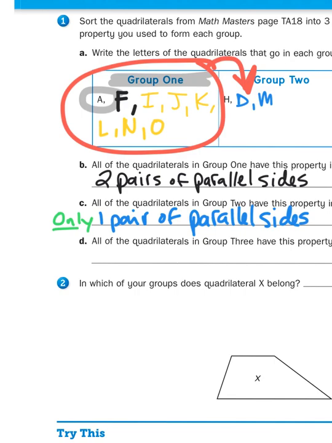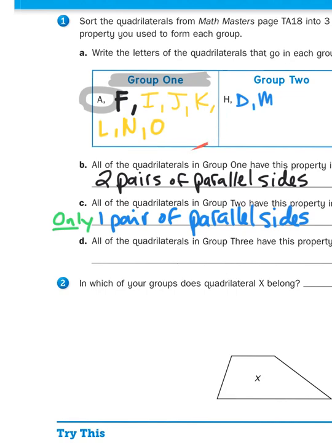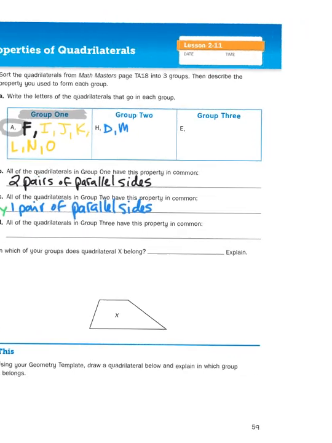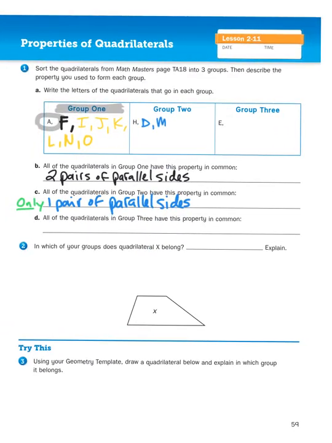I'm just looking for shapes that have just one pair. So if I use the descriptor only, or the trait that it only has one, then I can't incorporate any of the shapes from the first group. So we're going to get rid of that there. There we go. By the process of elimination, I now have to figure out what's in the remainder of my groups. So I've already eliminated A, F, I, J, K, L, N, O, along with H, D, and M.